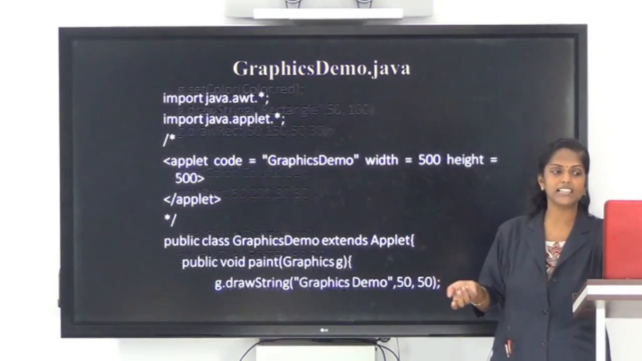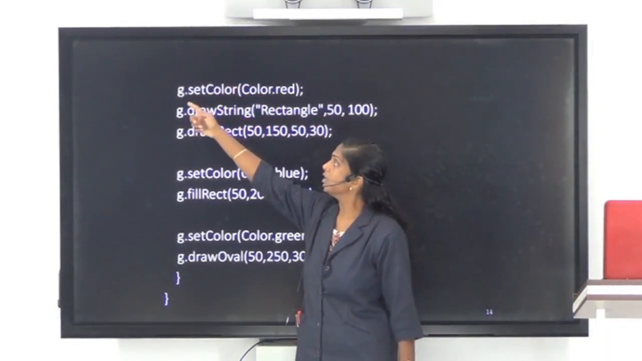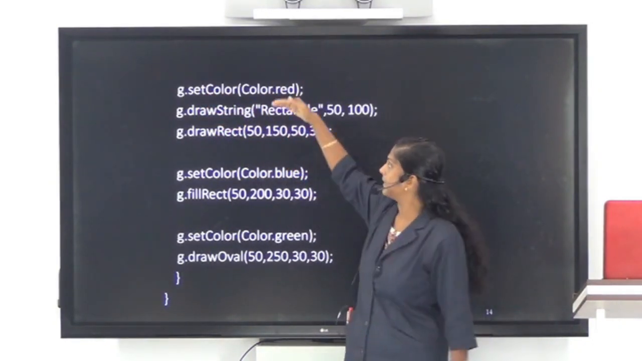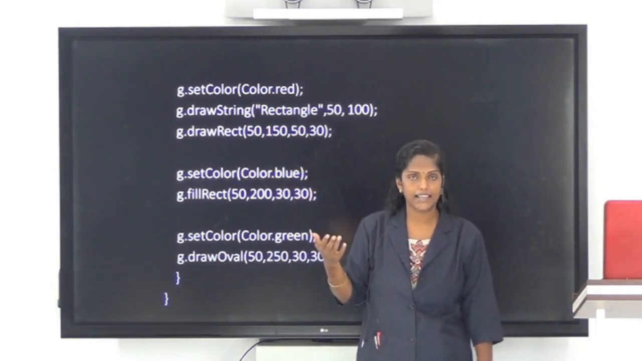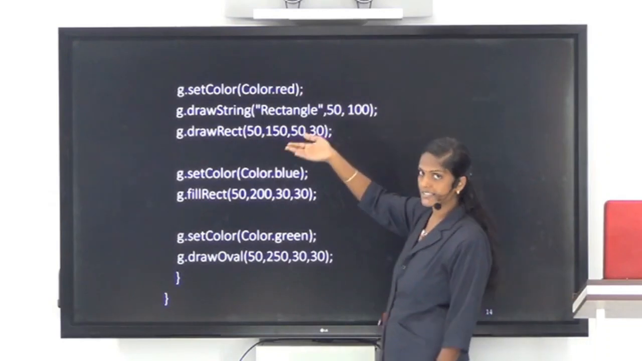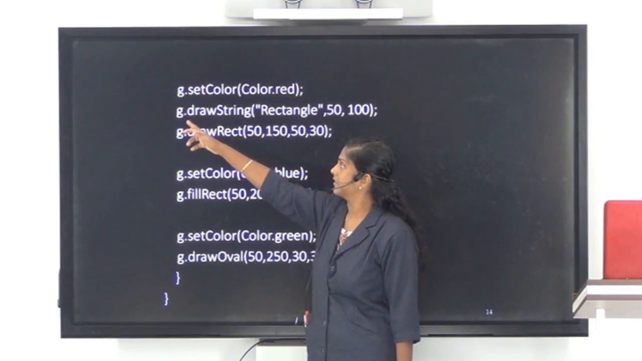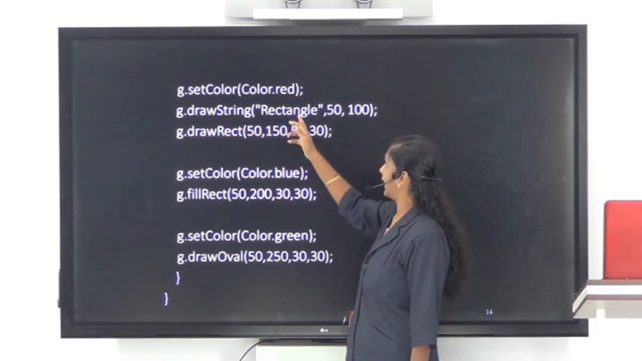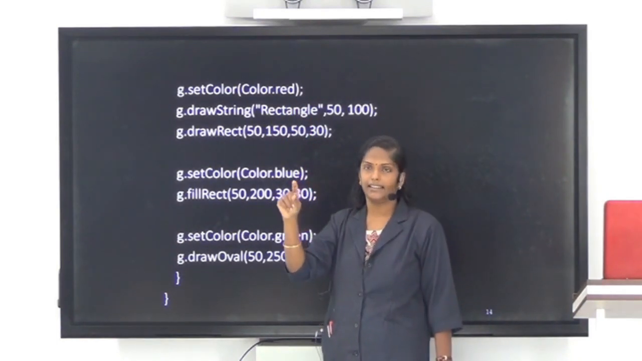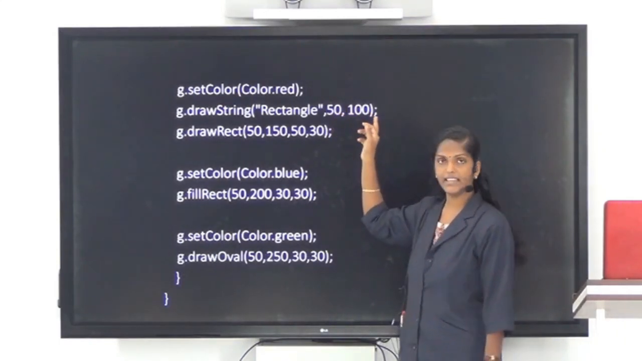Now if we want to change the color, we have another method called setColor. So g.setColor Color.red. That means from here, whatever objects I am drawing will be displayed in red color until it encounters another setColor function. Then I am displaying another message, g.drawString rectangle 50 100. So this message would be displayed in red color at this location 50, 100.